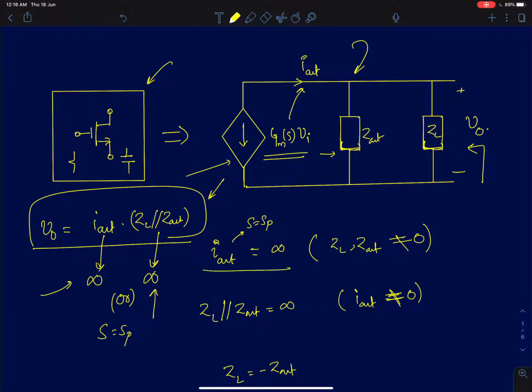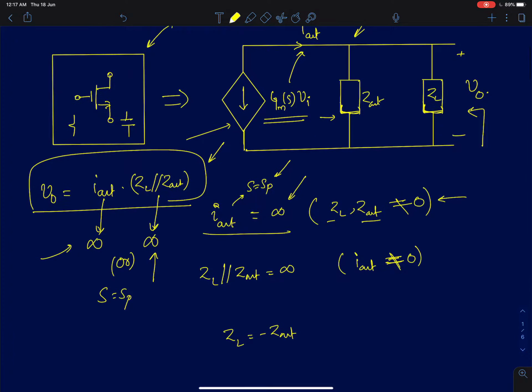The first condition is when your output current I out becomes equal to infinity at some value of S. You should ensure that at the same value of S, neither ZL nor Z out becomes equal to 0. If either of them becomes equal to 0, then it means that there is a 0 at that value of S, so there will be a pole 0 cancellation. So if your I out is becoming infinity at some value, at the same value neither ZL nor Z out should become equal to 0.